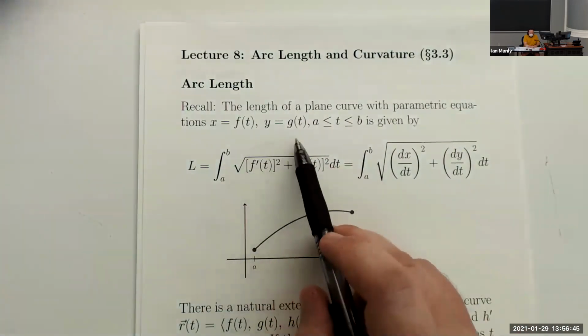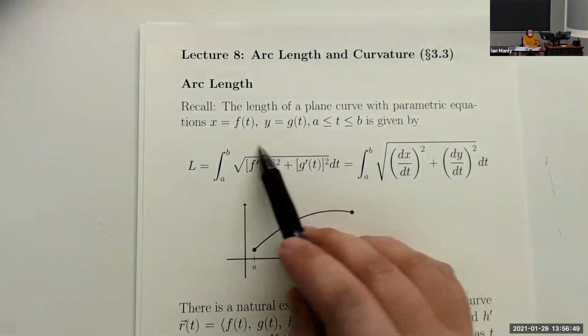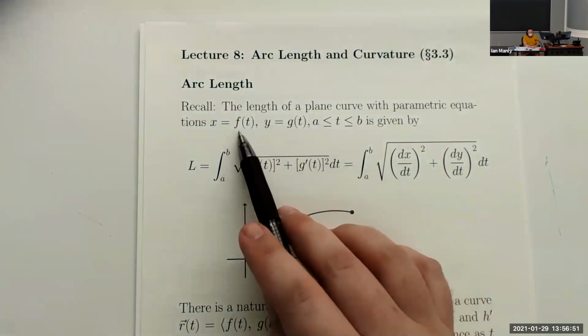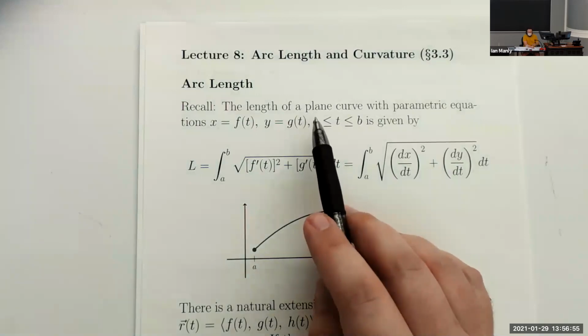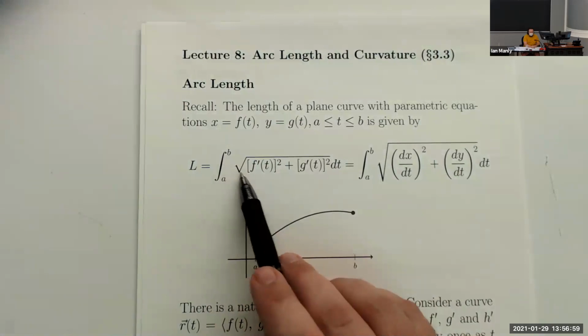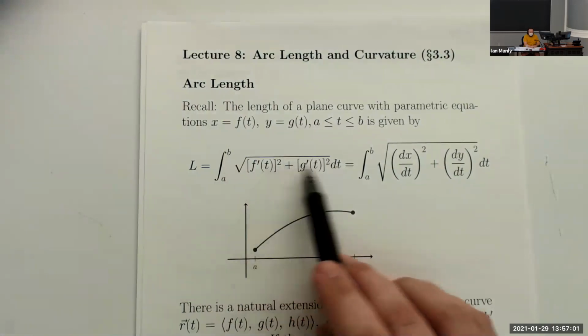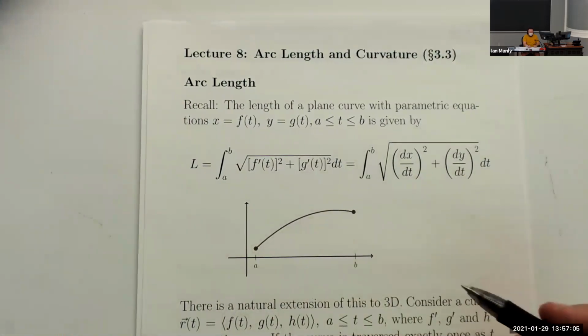And for a two-dimensional curve, or rather a curve in two-dimensional space, if we have our x being f of t and our y being g of t, like parametric equations from last semester, then the arc length is the integral from a to b of the square root of these guys squared. Notice that these are derivatives here. All right, now why is this true?